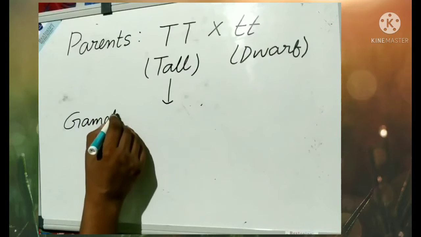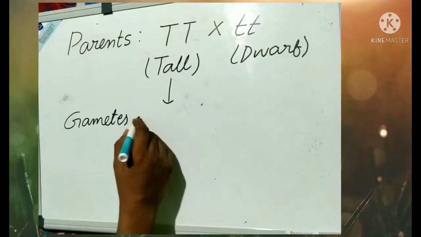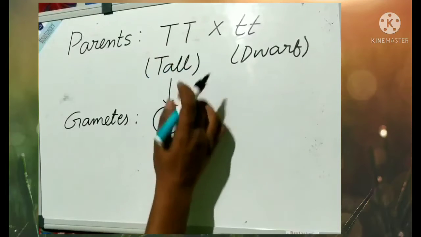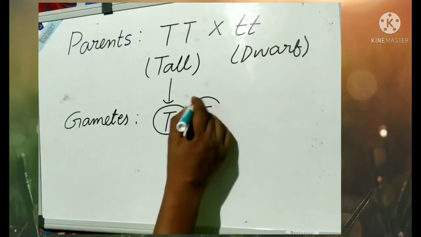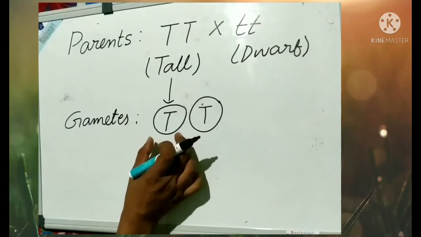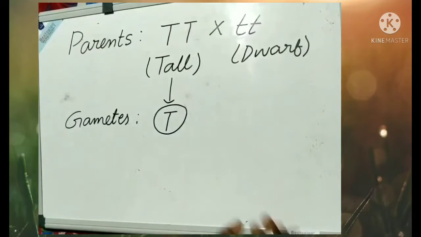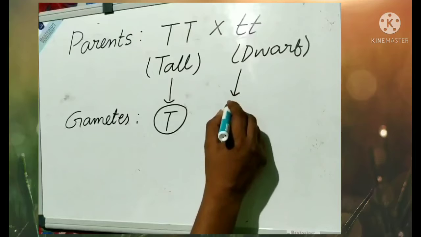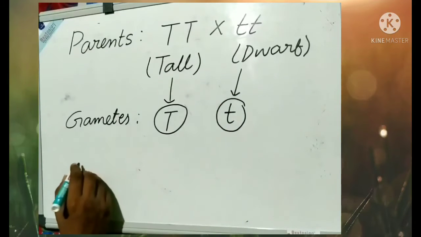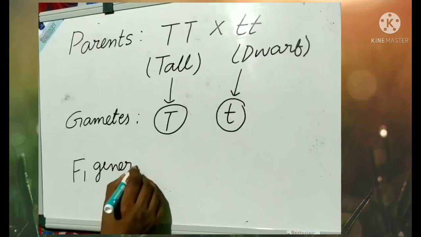During gamete formation, the allele pairs of a gene will separate. So here we find gametes of the same kind. Here we will take only one gamete, that is capital T. And here also we will get the same kind of gamete, that is small t. Now the third step is that we will get the F1 generation.